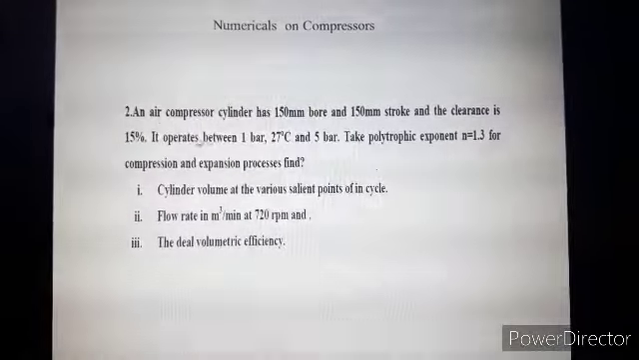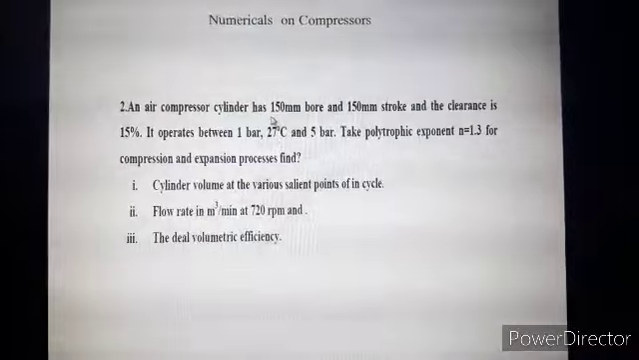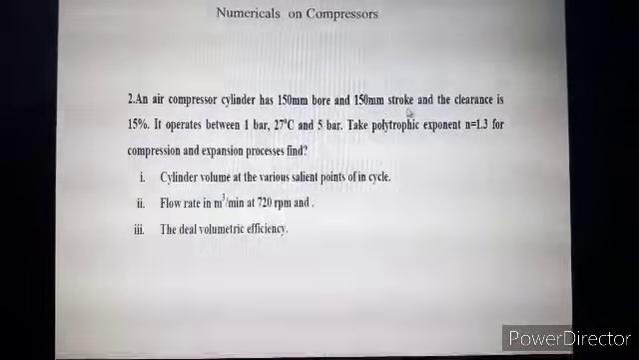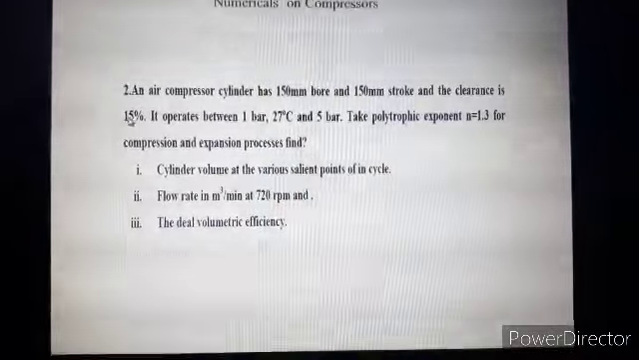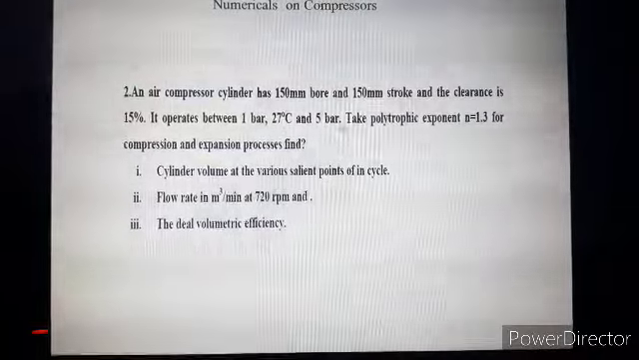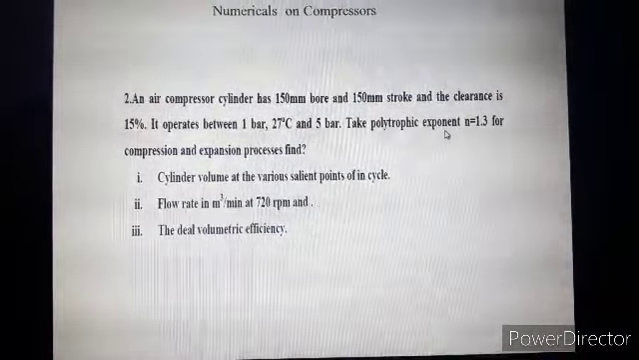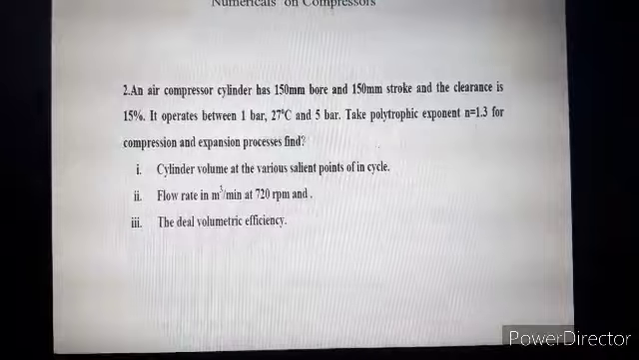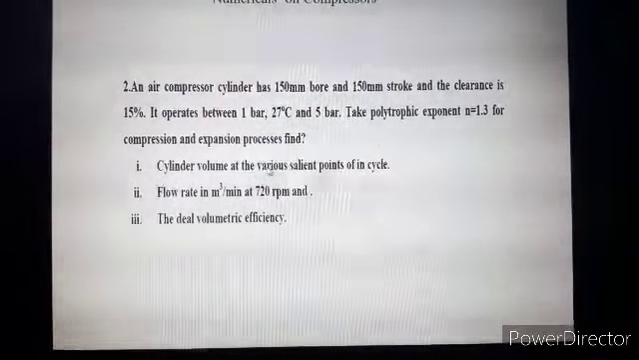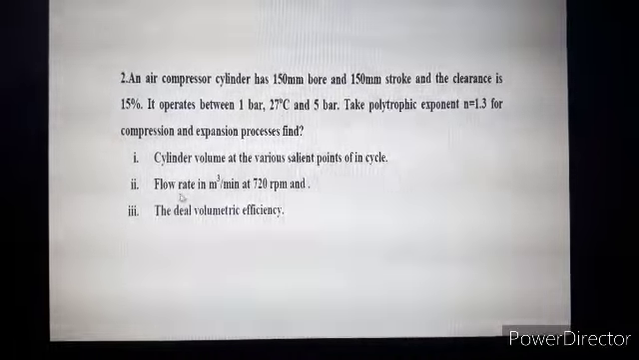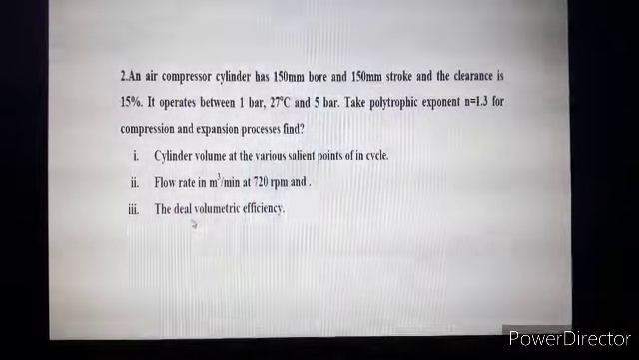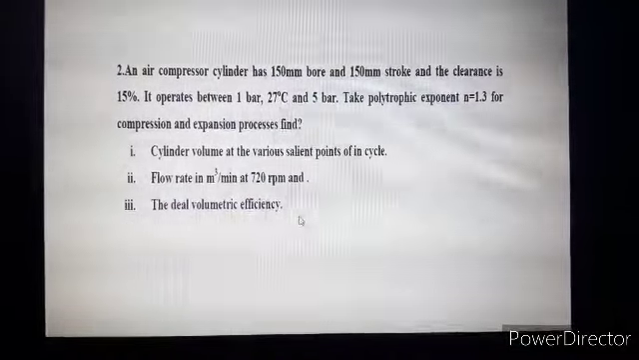This is the statement of the next numerical. An air compressor cylinder has 150 mm bore diameter, 150 mm stroke. The clearance is 15%. It operates between 1 bar, 27 degrees Celsius and 5 bar. Take polytropic exponent, that is small n, as 1.3 for compression and expansion process. Find cylinder volume at all points in a cycle, flow rate in meter cube per minute at 720 rpm, and the volumetric efficiency of the compressor.